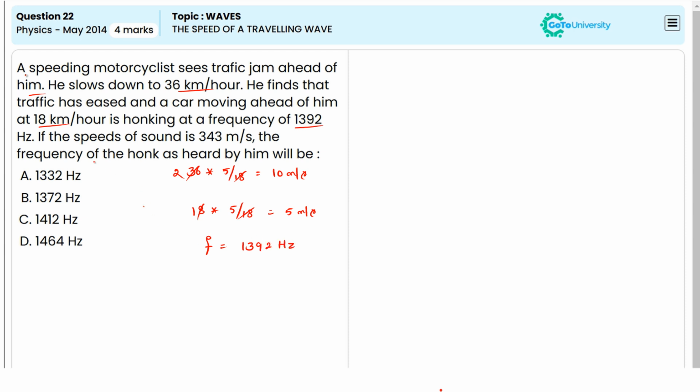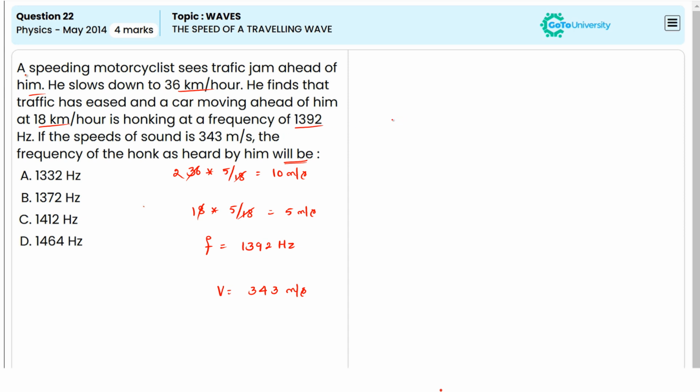Given data: the speed of sound is 343 meters per second, that is V is equal to 343 meters per second. The frequency of the honk as heard by him will be, at what frequency can he hear that honking sound?